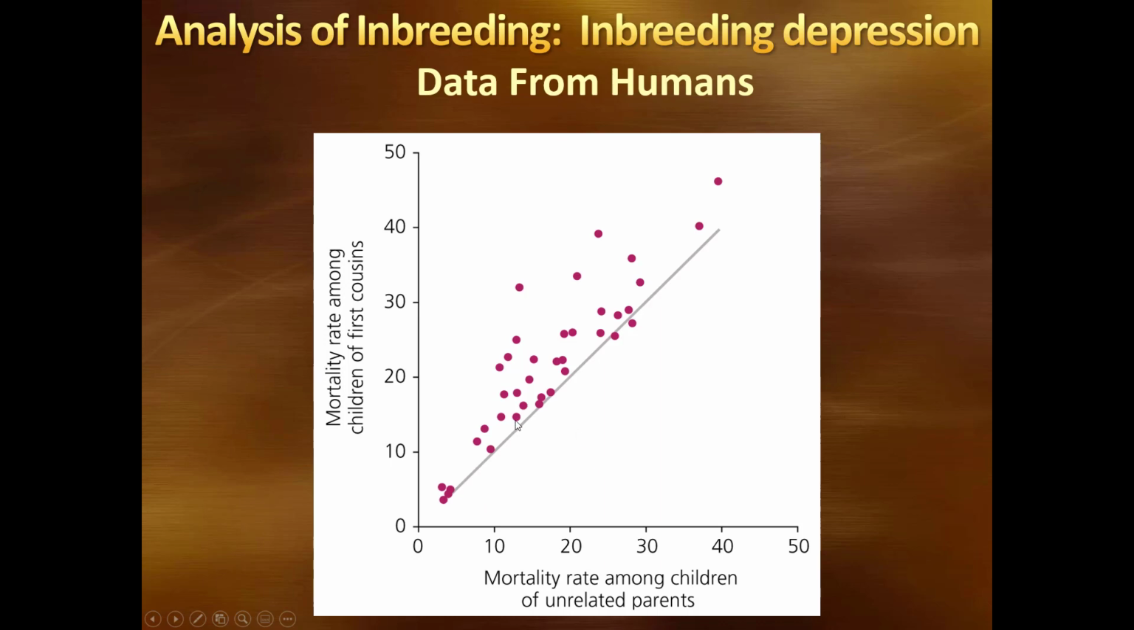The fact that the vast majority of these data points are actually above that line says that the mortality rate among first cousins, this on the y-axis here, is much higher relative to the mortality rate among unrelated individuals. And so again, that mortality is a measure of fitness. We see reduced fitness when we have inbreeding and individuals mating with other individuals that are related to them.